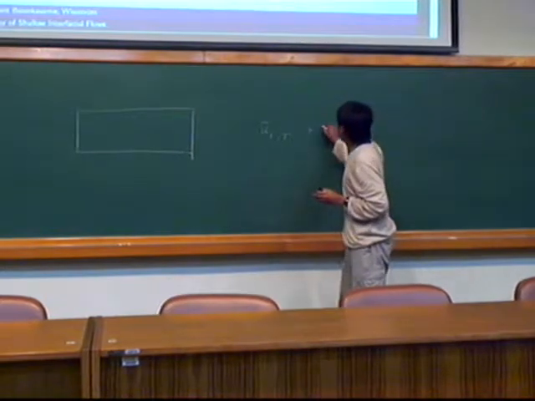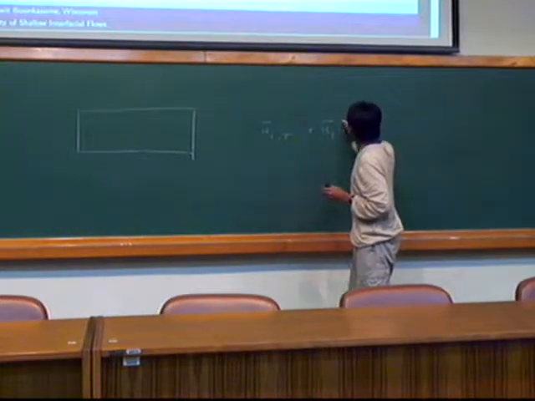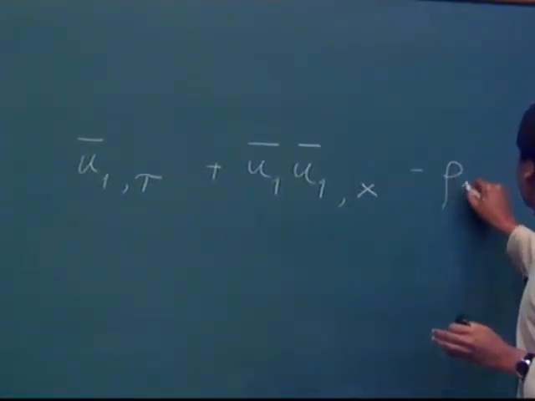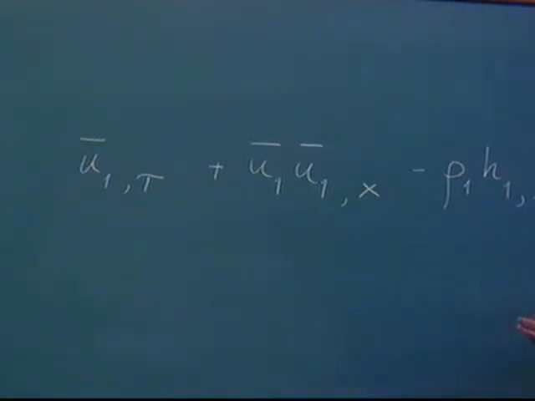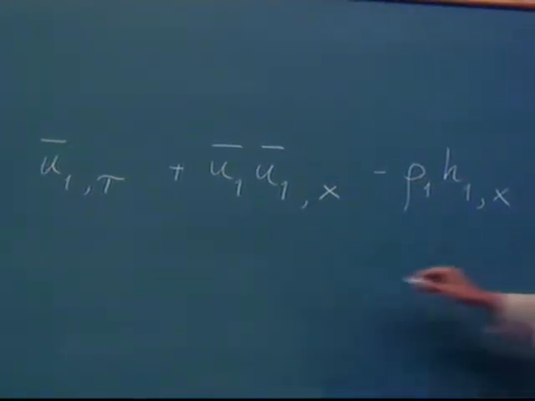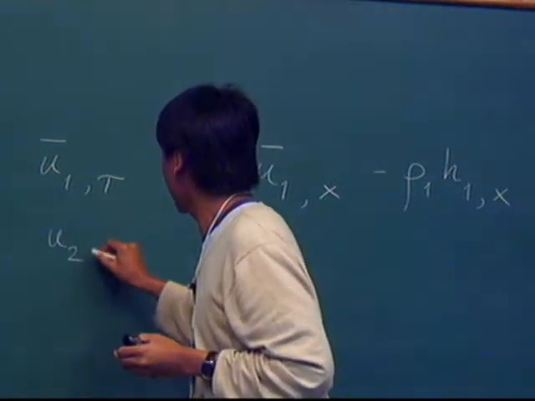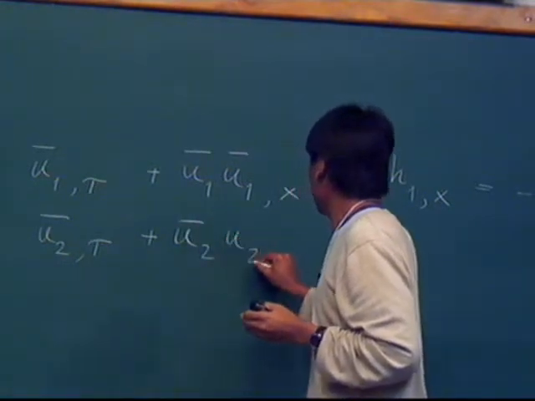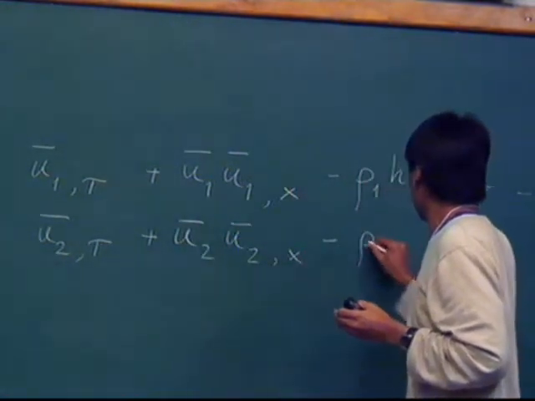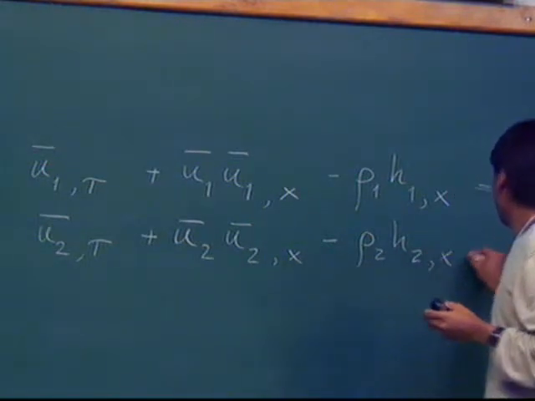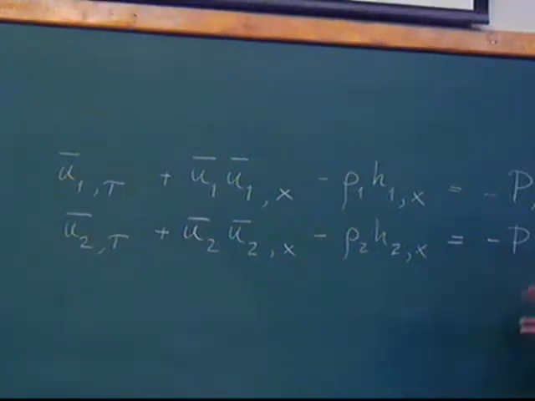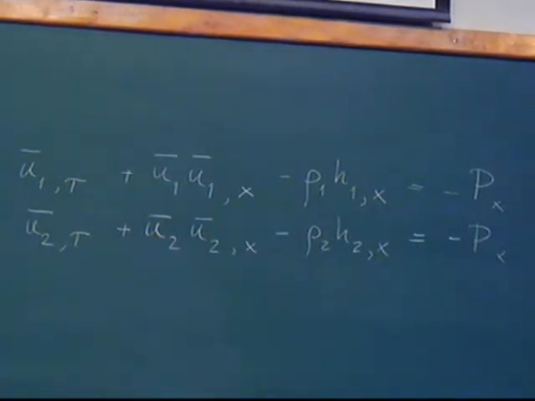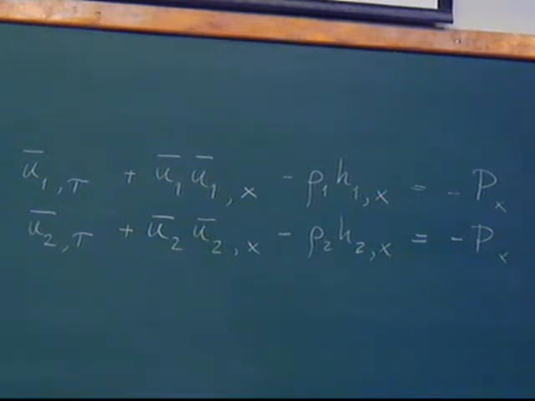Okay, let's see. You keep the rho 1 and rho 2 in the buoyancy term, so you get this. And the same thing for the second equation, right? So if you do this and you go through the same process, then you should expect to get exactly this system.